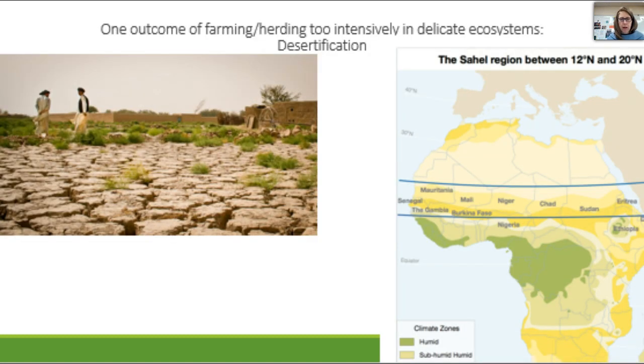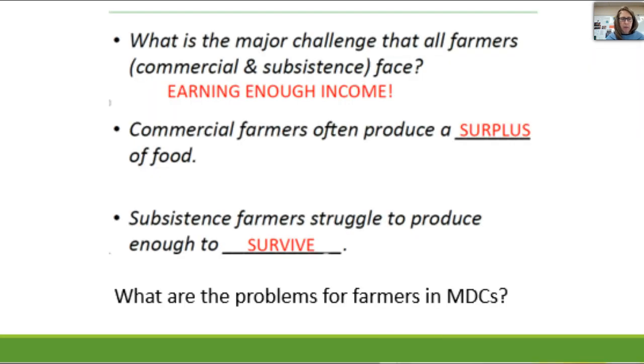So here's one of the results of farming too intensively in a delicate ecosystem: increased desertification in places bordered by deserts, like for example in the Sahel. The Sahel region is a dry grassland on the south side of the Sahara Desert. As people overgraze and over-farm it, the Sahara just continues to get bigger and bigger. So you've got overplanting and larger herd sizes trying to support more humans, of course, but that has led to this destruction of the land, this desertification, so it's not helping the people there.